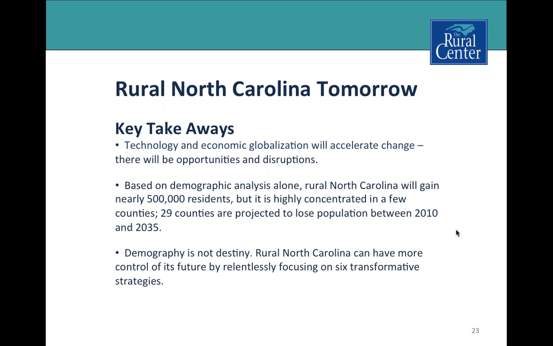Second point, based on demographic analysis alone, rural North Carolina will gain nearly 500,000 residents between 2010 and 2035. But this growth is highly concentrated in a few counties. 29 counties are projected to lose population between 2010 and 2035. But three, demography is not destiny. Rural North Carolina can have more control of its future by relentlessly focusing on six transformative strategies. And I use the word relentlessly quite deliberately. And I need to take a sip of water so my enunciation improves.